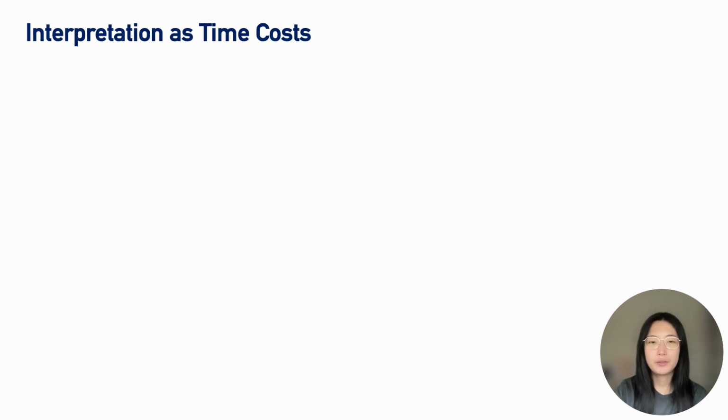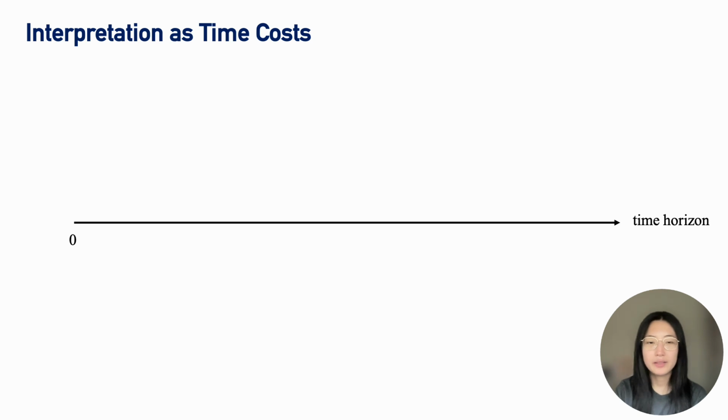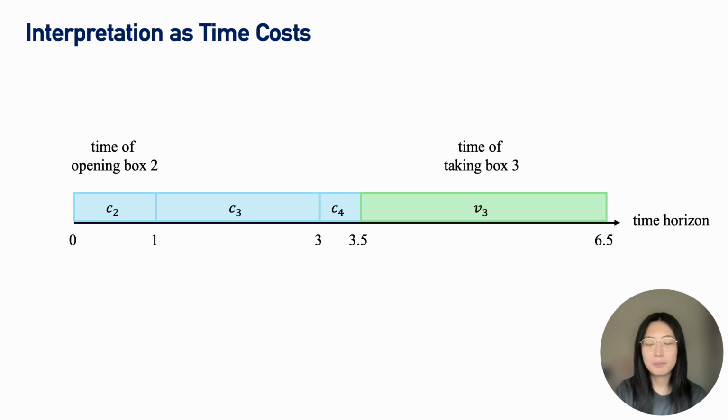Our first step is to interpret both the box opening cost and the taken volume as the time cost for easier formulation of the later linear program. Suppose this is the time horizon. Assume we first spend time C2, C3, C4 to open boxes 2, 3, 4 respectively. And then we decide to take box 3, so we spend an extra time of V3.